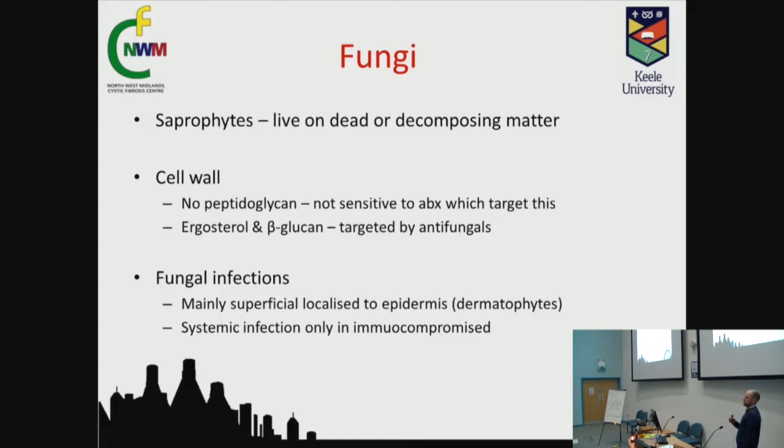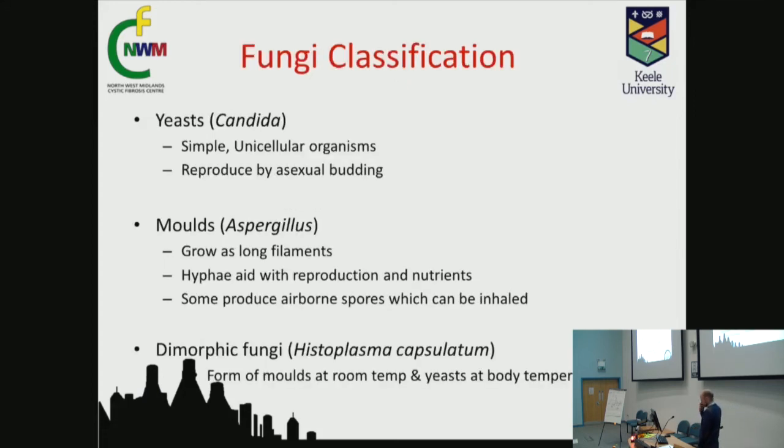Most fungal infections are superficial and basically limited to the skin. Okay, and it's only usually if there's some level of immunocompromise that you'll get systemic fungal infection. And again, that's important to remember. There are three groups of fungi, which really are kind of two and then one that can be either of the above. So the first one is yeasts, and we've all heard of Candida. These are very simple unicellular organisms that reproduce by asexual budding. So about as simple as a cell can get.